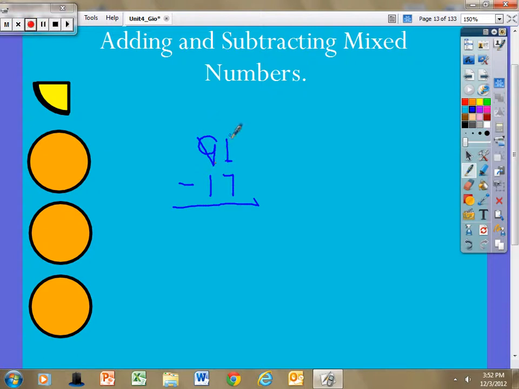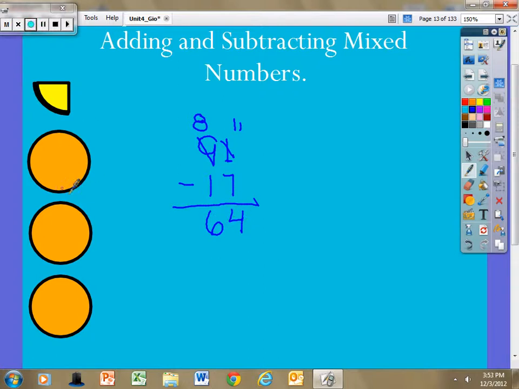Well, now I'm going to take a group of 10 and add it to this. So now I really have 80, or 8 tens, because it's in the tens place. And I add that 10 to the 1, so now I really have 11. Now I can say 11 minus 7 is 4, and 8 minus 1 is 7, so 91 minus 17 is 74.